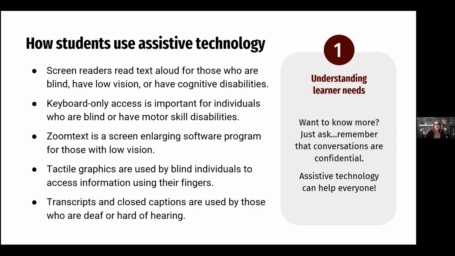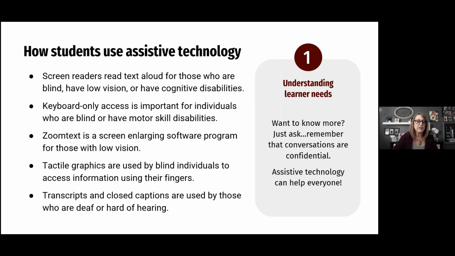Other types of assistive technologies are tactile graphics for blind individuals, and then transcripts and closed captioning can be beneficial for us all. So if you want to know more, and I have these little tips throughout the presentation, just ask people their preferences. Remember to keep conversations confidential and not single anyone out. But the best way to find out more information about how people are accessing your resources is to engage with them and find out more about them.